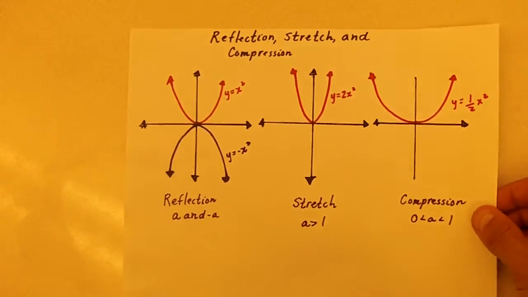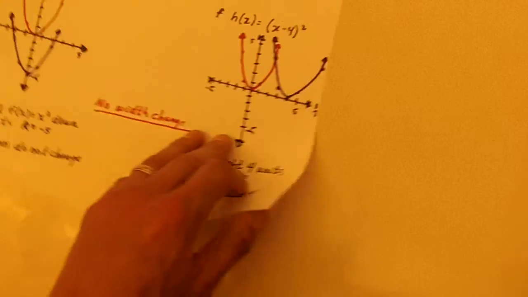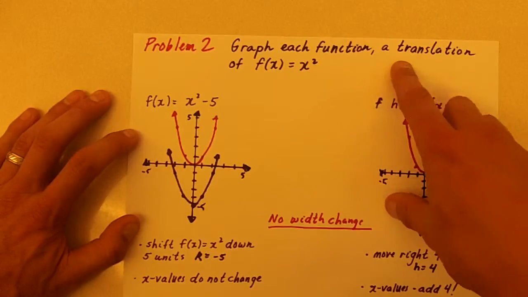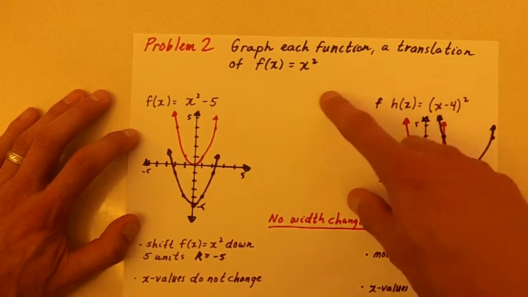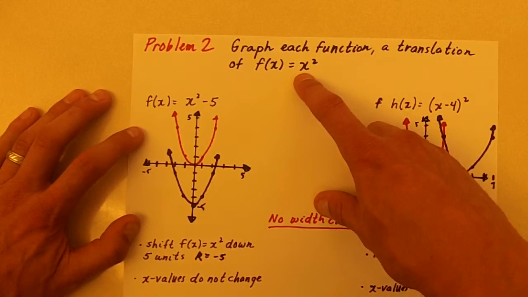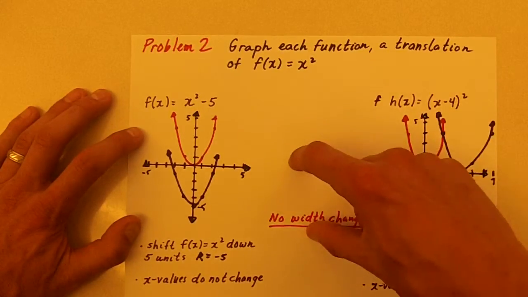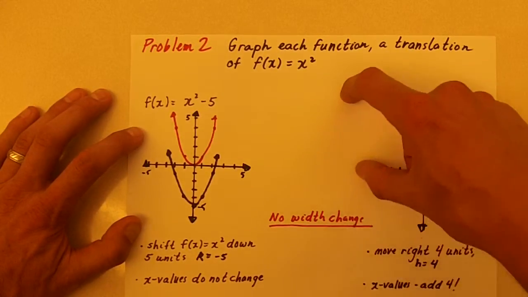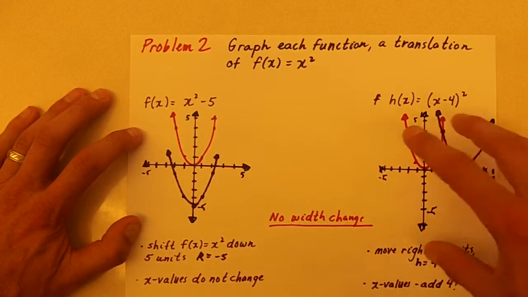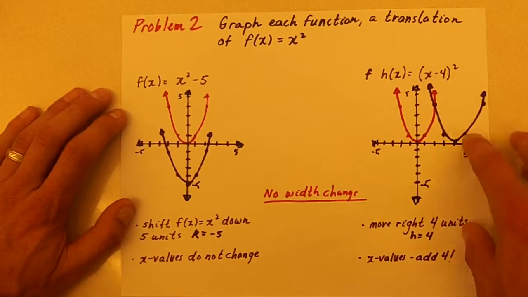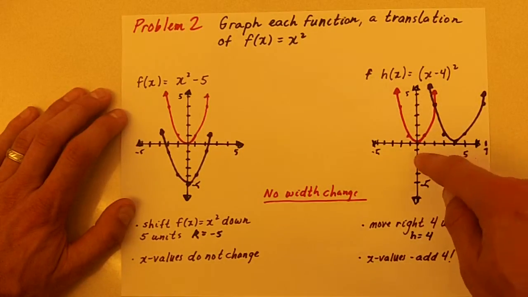So let's look at another example. Now, in this problem number 2, we're going to graph the function, a translation of f of x equals x squared. There's 2 examples here. So we're translating. That means we're going to slide left or right or up or down. Now, we try to make this a little bit easier here and just do 2 different examples, one going up and down, one moving left and right.